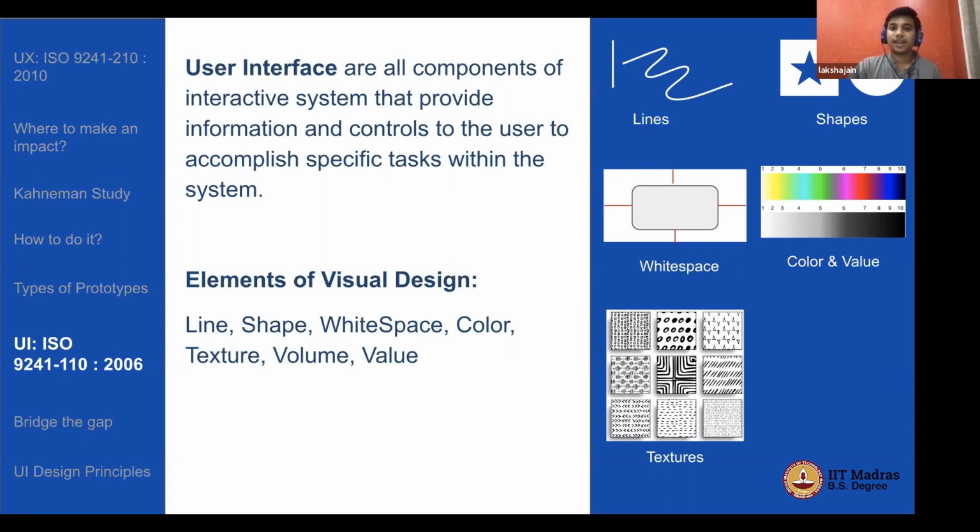Few of the elements that help us accomplish our task are lines, shape, the white spacing, color and value, and the textures that could help us create a visual identity for our product.